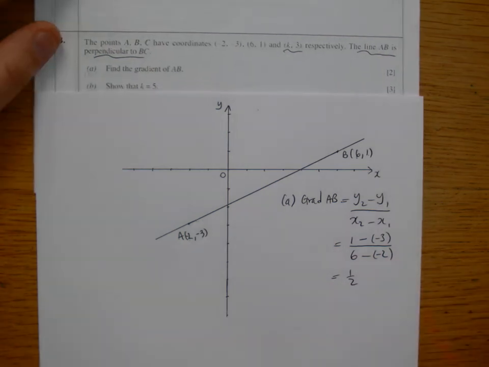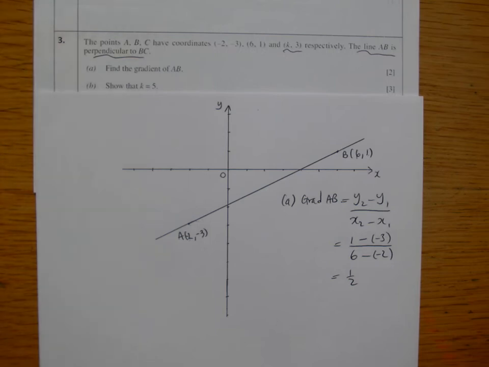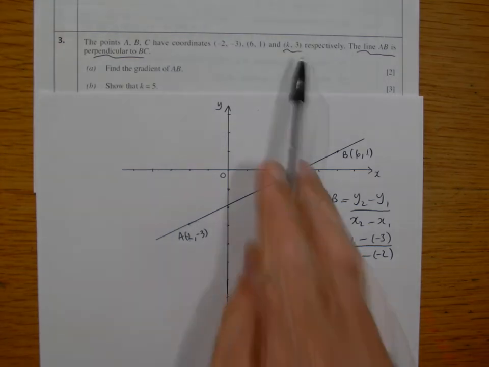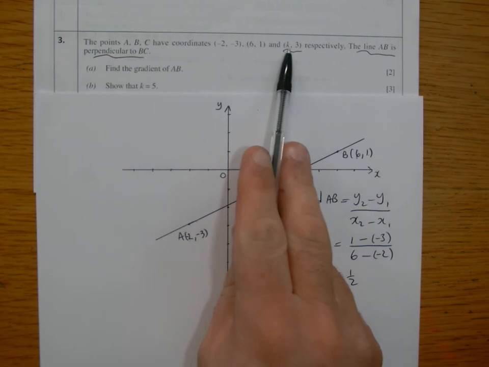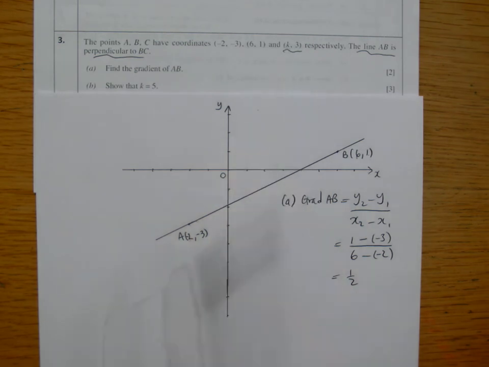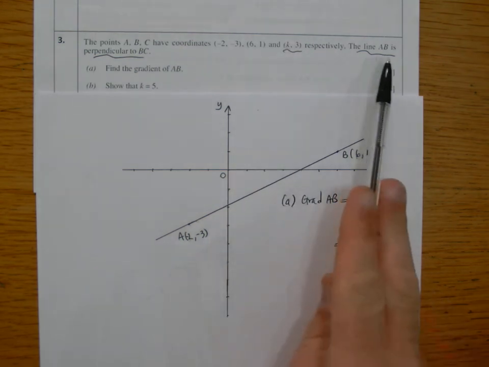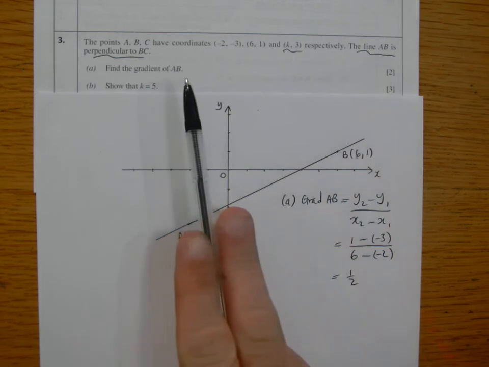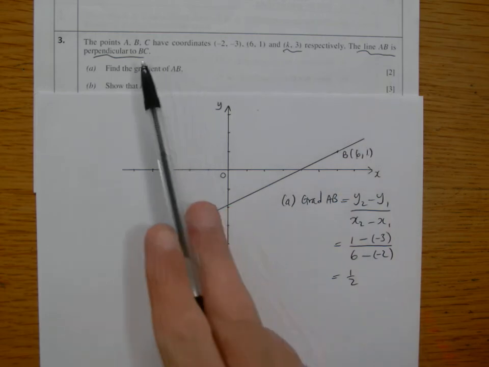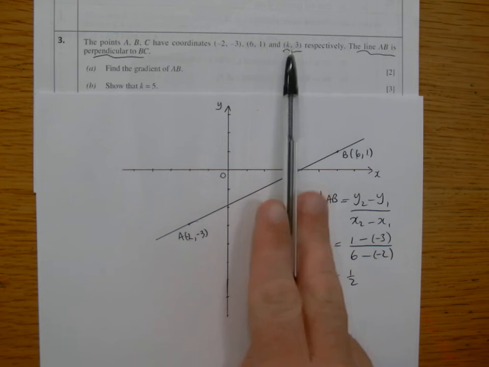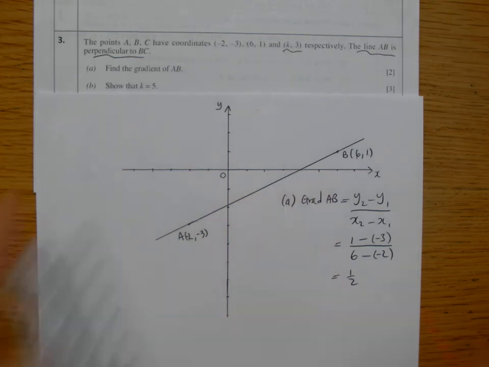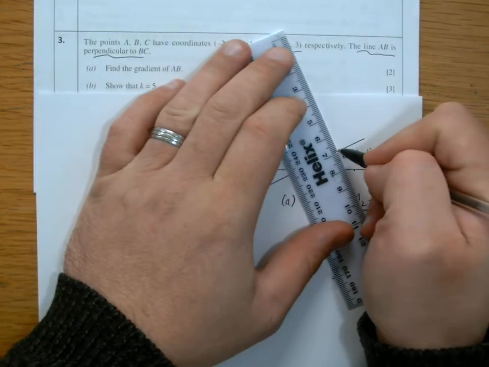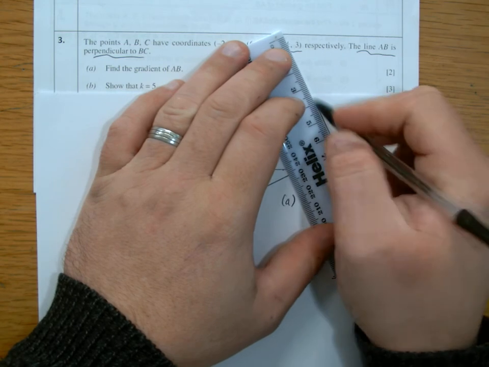Now when it comes to B then, it says show that k is equal to 5. So somehow we've got to figure out that the x value there is 5. But they do tell us that line AB is perpendicular to BC. So BC involves that coordinate C, doesn't it? So quite simply, BC would be a line which is perpendicular to it.